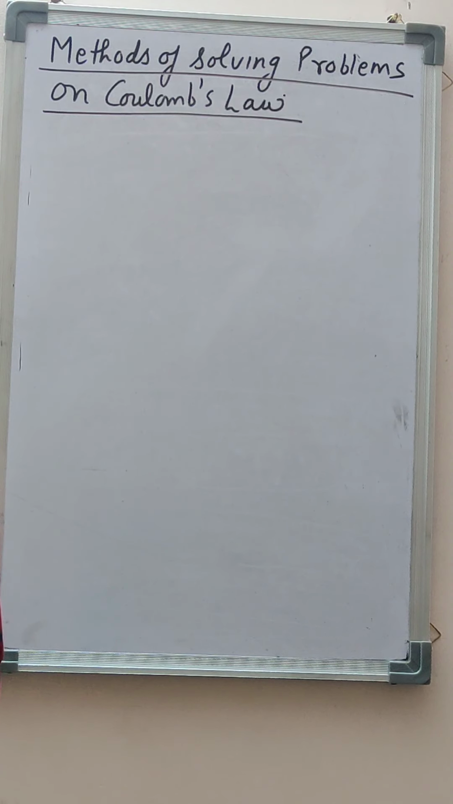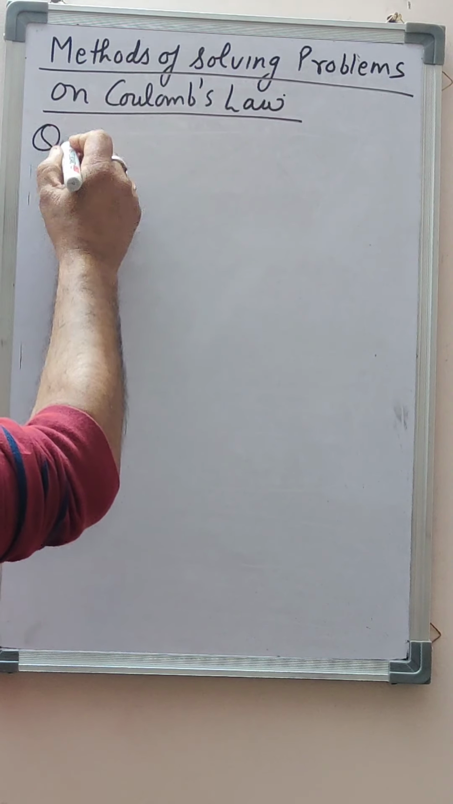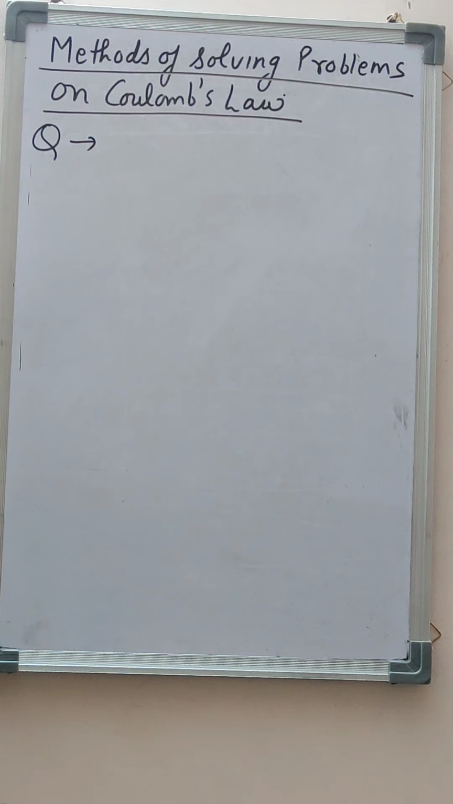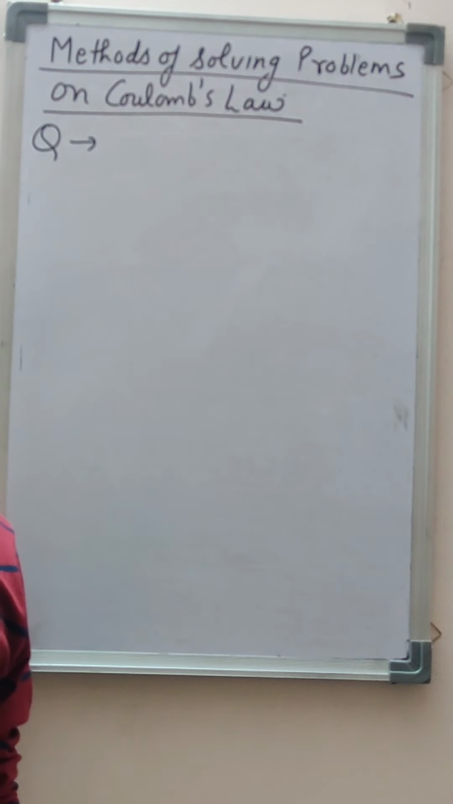Welcome back. Now we'll take how to solve the problems on Coulomb's law. Now first question we are taking: if magnitude of each charge is doubled and distance between them is also doubled, what will happen to force between them?